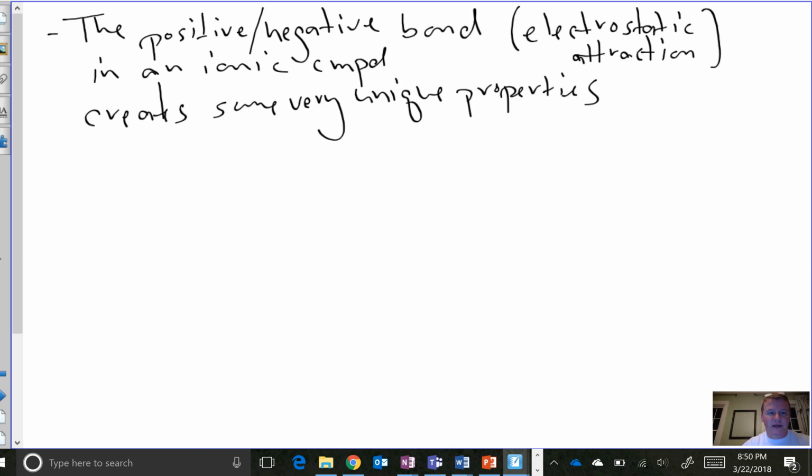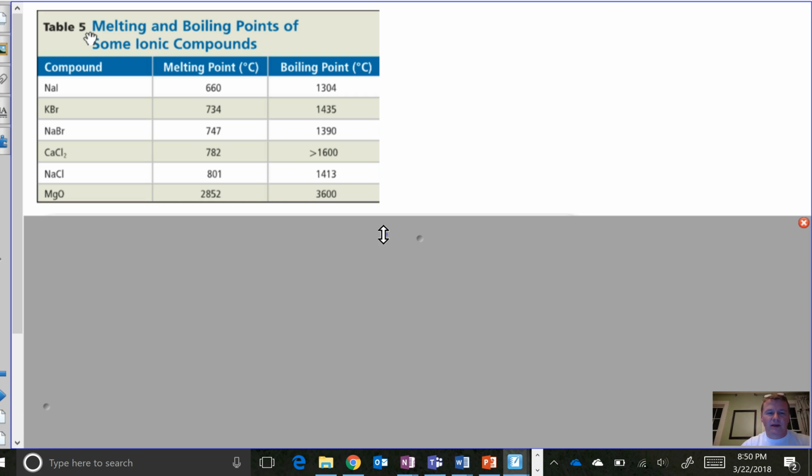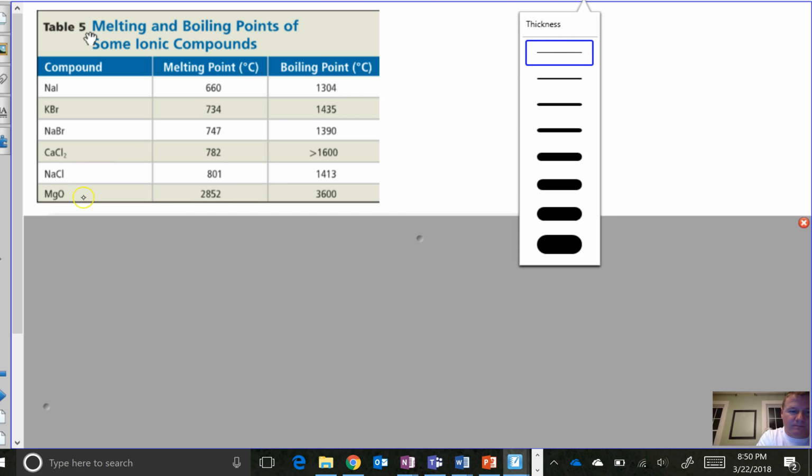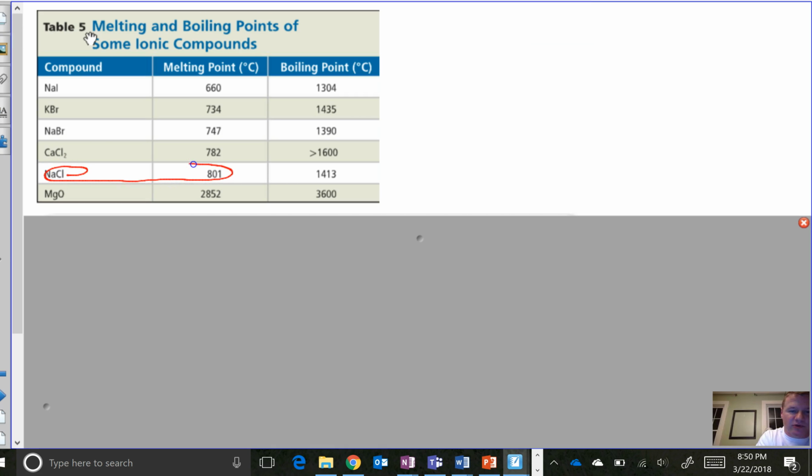So this is where I'm going to pull in a graphic that's in your textbook. This graphic here: melting and boiling points of ionic compounds. So when we look at sodium chloride, table salt, it's down here, okay? Look at that temperature, 801 degrees Celsius, just to get it to melt. Now, if we wanted to get it to boil, we have to jump up to 1413 degrees Celsius, all right? So very high melting and boiling points, even higher boiling points.